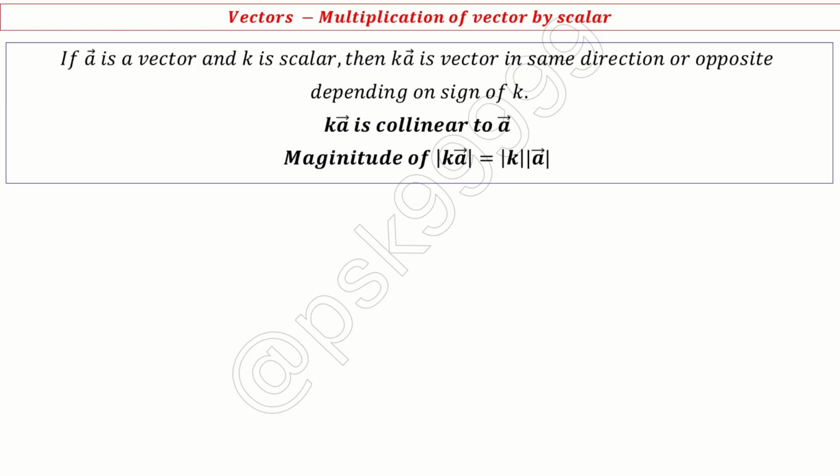Okay. So if a bar is a vector and k is a scalar, k a bar is a vector in the same direction or opposite, depending on the sign of k. k a bar is obviously collinear with a bar. Maybe the direction is changed, but they are actually parallel. Directions may be different, but they are collinear. And the magnitude of k a bar is nothing but the absolute value of k times the magnitude of a bar. And one thing you remember, magnitude is always a positive number. You have to represent it always positively. Okay, no negative. Even though you write square root of (x2 minus x1) square plus (y2 minus y1) square plus (z2 minus z1) square, don't put plus or minus in front of the magnitude. Magnitude is always a positive number.